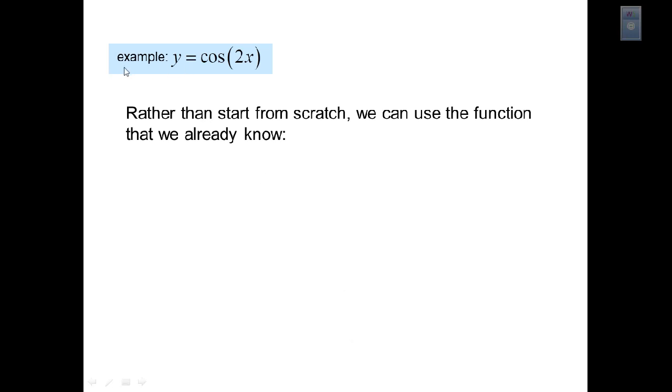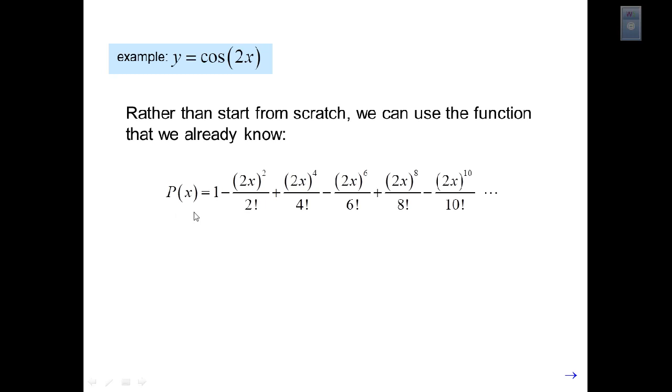Now, let's look at the polynomial approximation for the Maclaurin series for y equals cosine 2x. Rather than start from scratch, we can use the function that we already know, and all we're doing is putting in 2x everywhere we had an x before, and then simplifying. So you get 1 minus (2x) squared over 2 factorial plus (2x) to the 4th over 4 factorial minus (2x) to the 6th over 6 factorial, etc.